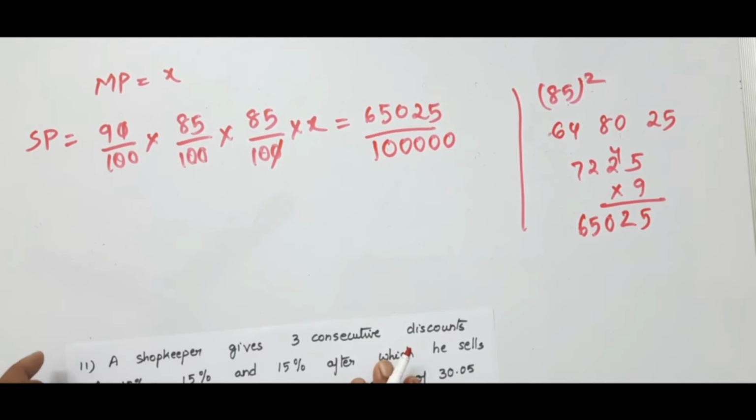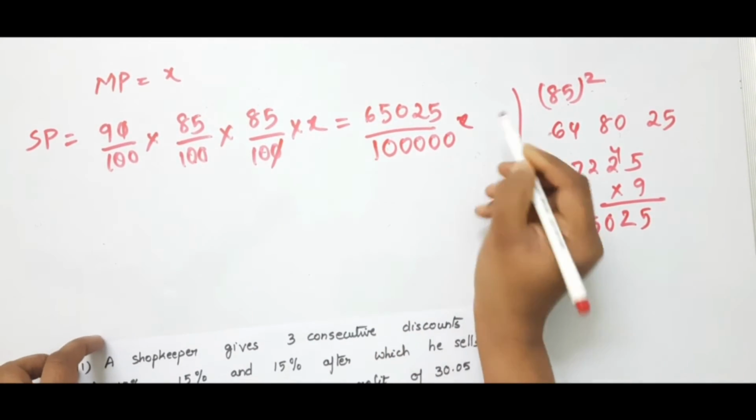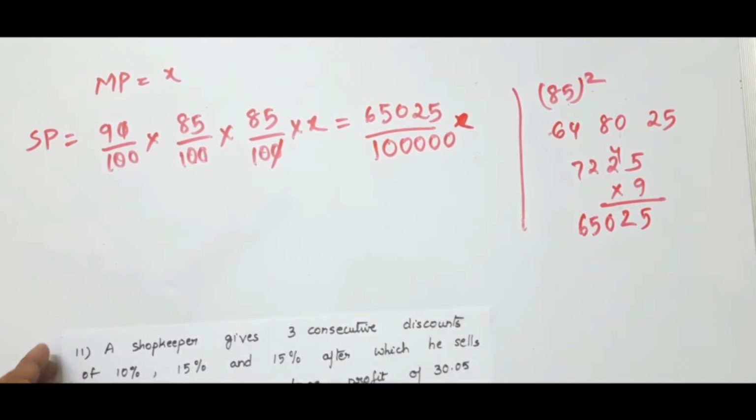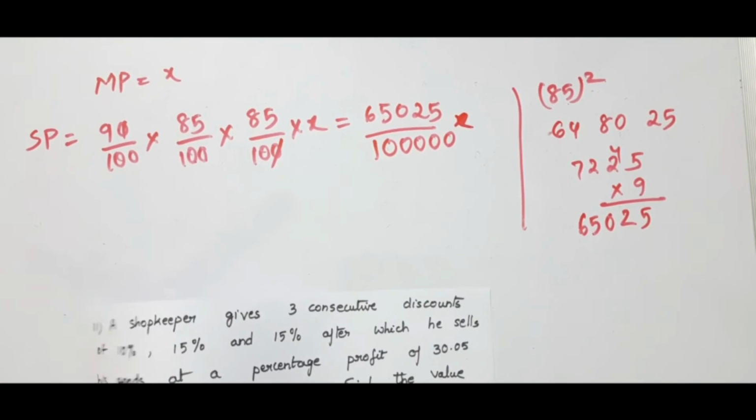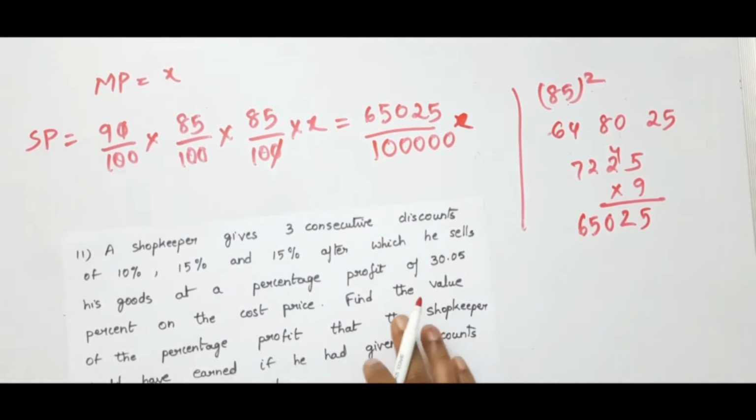4, 4, 5. Okay. Into X. Just keep it like that only. Now, next we have to find the cost price. Using this selling price, we have to find the cost price.